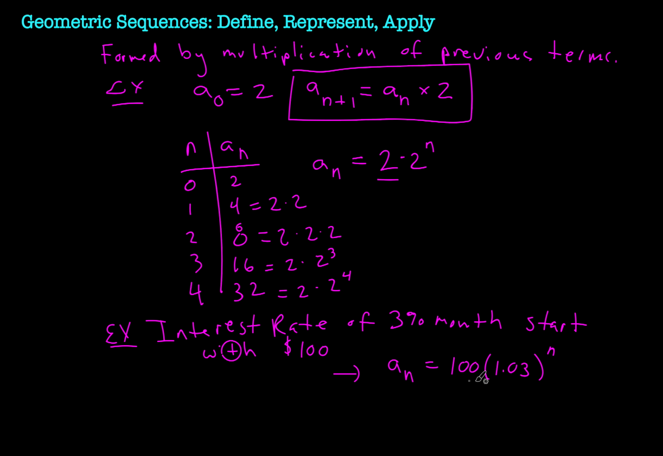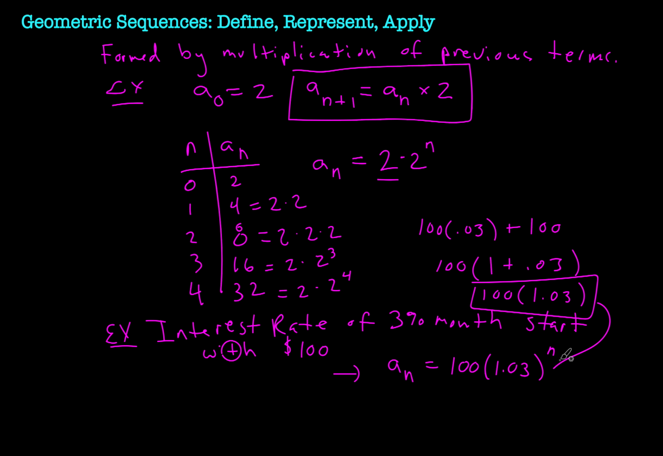And again, this comes from that first we would find 3% of 100. We would do 100 times 0.03, and then we would add that to the amount that we have in the account. We can factor that 100 out, and we can look at this as 1 plus 0.03, and so we would have 100 times 1.03. This is another way to say adding 3% to 100, and this will happen n times depending on the given month, just like we have here.